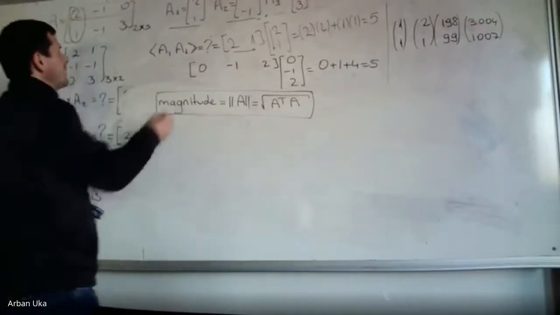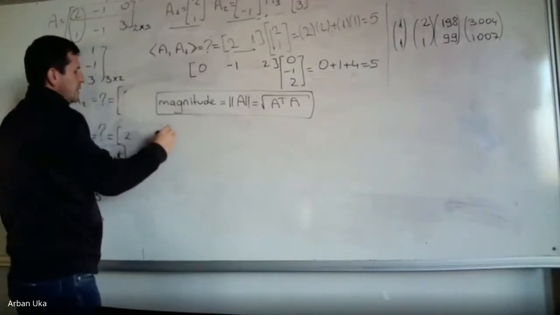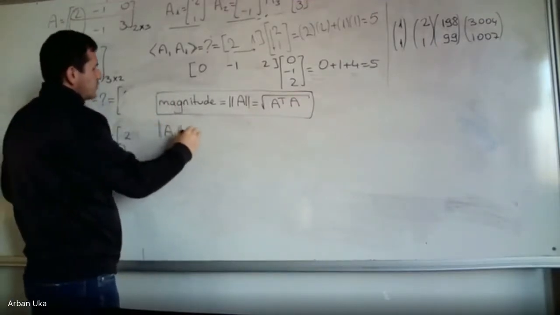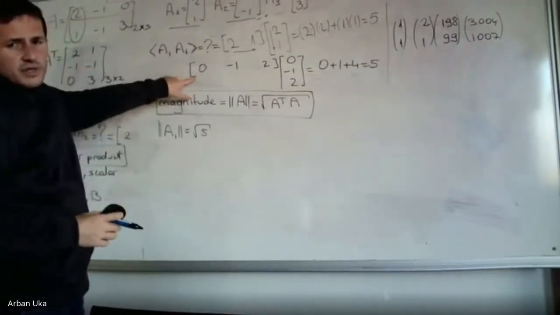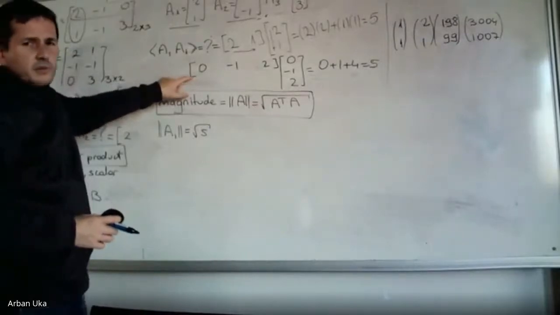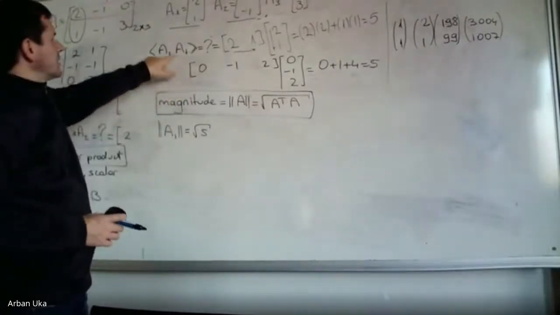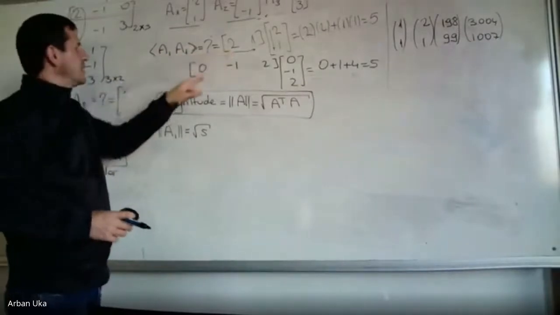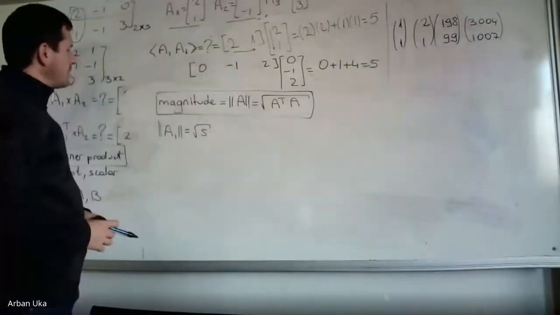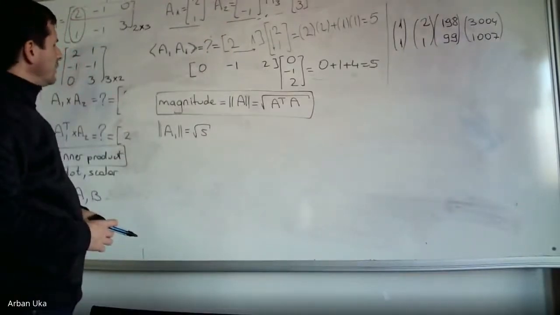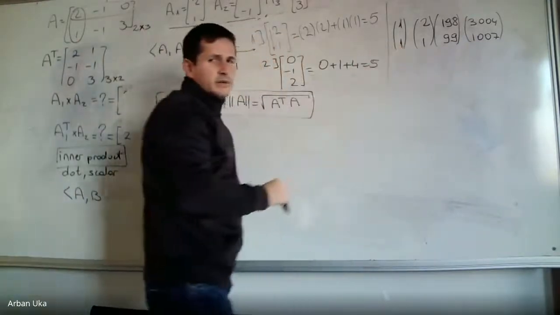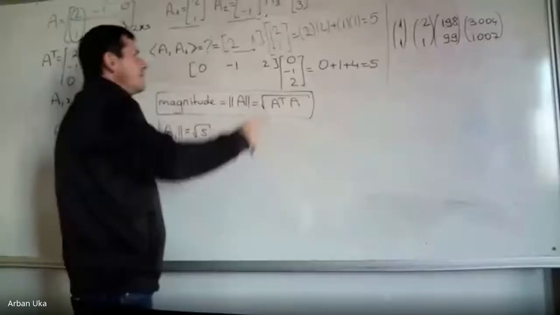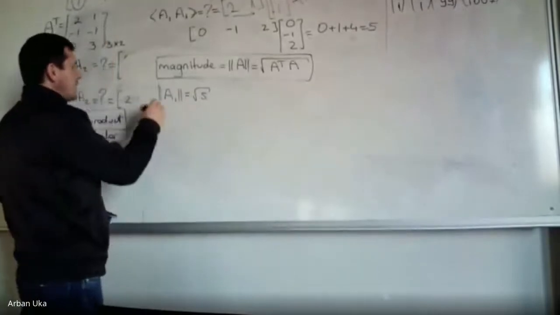So Kledion, it looks like the magnitude of A1 is equal to square root of 5. Also, the magnitude of this other vector, which is a point in R3, whereas this is a point in R squared, is the same. So both of them have the same magnitude. Now that we have the magnitude, what is the magnitude of this vector 1, 1? Square root of 2. That's right.